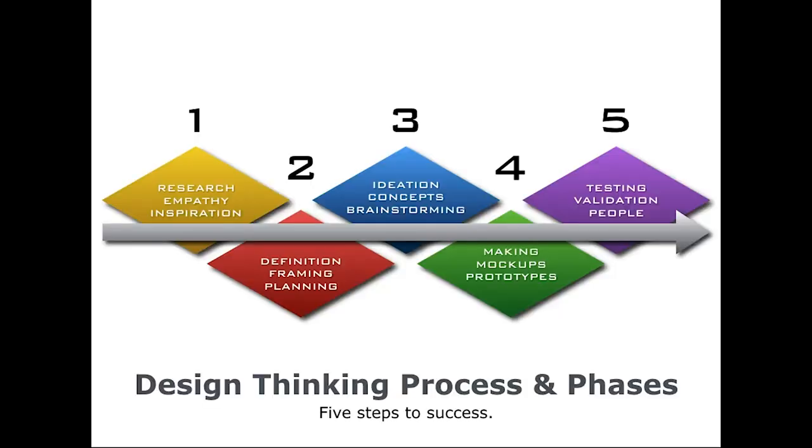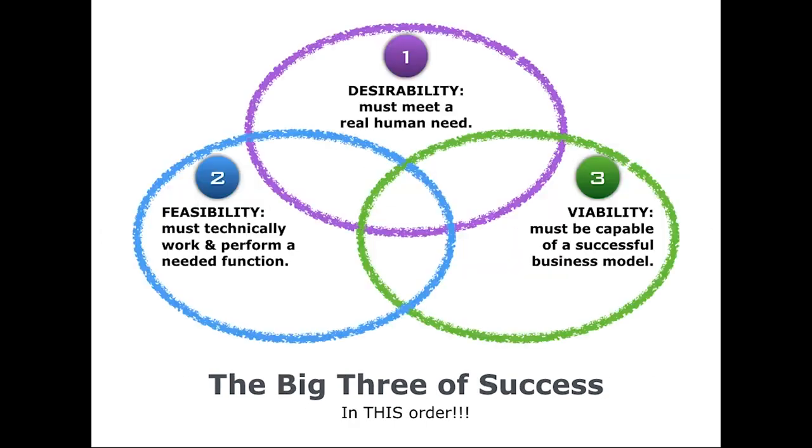The design thinking process has 5 phases, as can be seen in this diagram. Each phase of the design thinking process has specific characteristics, objectives, tools, and methodologies. In addition, there are the so-called Big Three for success. First is desirability. The solution must meet a real human need. Second is feasibility. The solution must be technically functional. And third, the solution must be viable from a business standpoint.